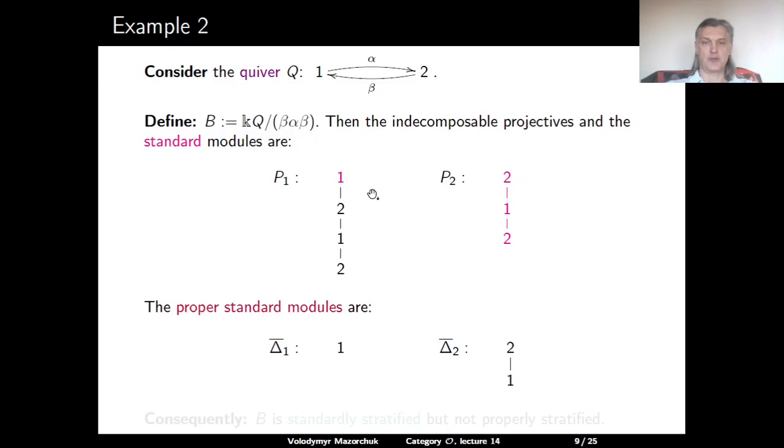However, if you look at proper standard modules, the proper standard module for 1 is the same as the standard module. However, for 2, we need to factor out everything below any non-top appearance of 2. The proper standard module for 2 will be 2, 1. And then we see that P2 doesn't have a filtration by proper standard modules. So this algebra B is standardly stratified because projectives have standard filtrations, but it is not properly stratified.